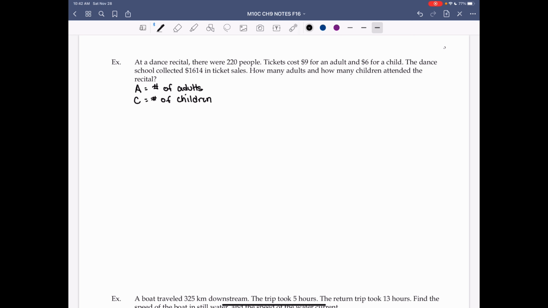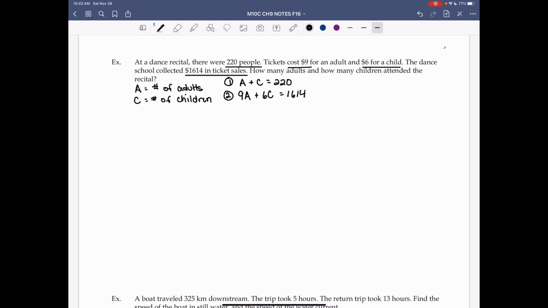We need to write two equations to represent the situation. We know that 220 people attended. So the number of adults, A, plus the number of children, C, equals 220. That's equation number 1. Equation number 2, the other information we have is the cost. For adults it's 9, for children it's 6, and the total amount of ticket sales was 1,614. So we have 9 times A plus 6 times C equals 1,614.